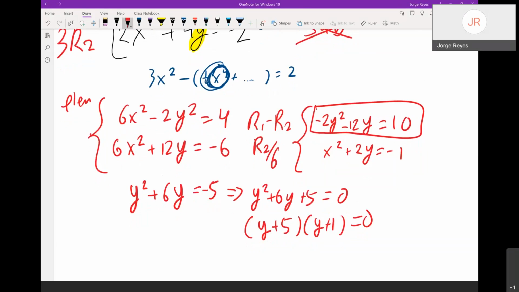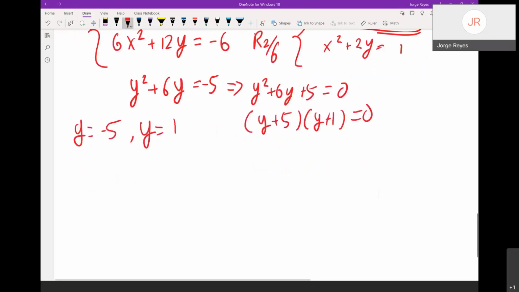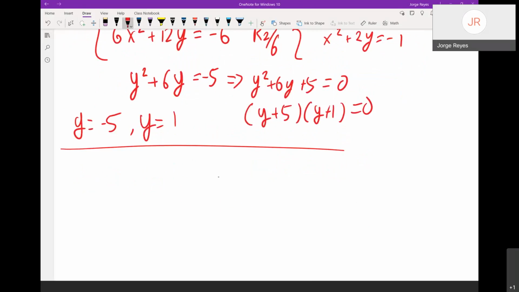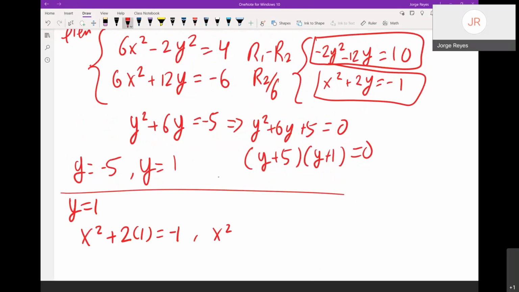All right. So you get y equals -5, comma, y equals 1. Okay. So now y equals 1 is what I'm going to plug into this thing. So x squared plus 2 times 1 equals -1. So x squared plus 2 equals -1, which means x squared equals -3. Is this right? Have I gone crazy?